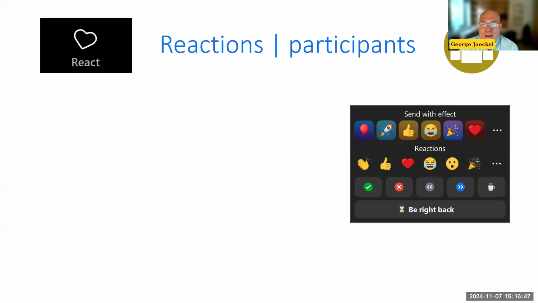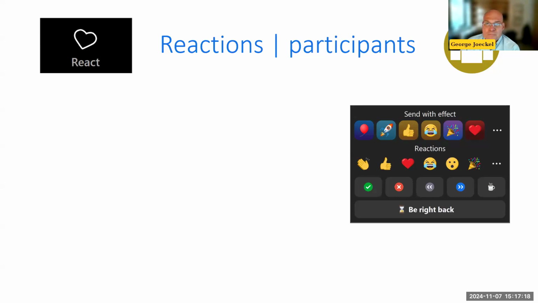All right, so let's start with reactions. From a participant point of view, I've got a screenshot of the reactions menu, and depending on what system you're on, it may look different. But there's some effects there. There's some reactions, little emojis. There's a be right back if you're going to step away for a moment. You want to let people know what's going on. I assume most of you are familiar with reactions.